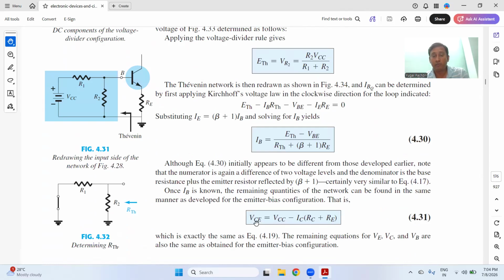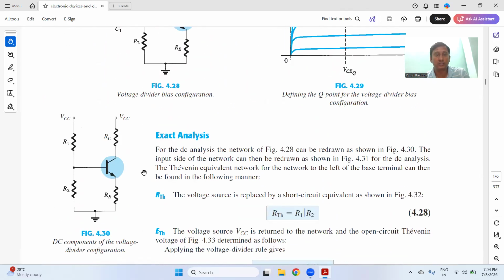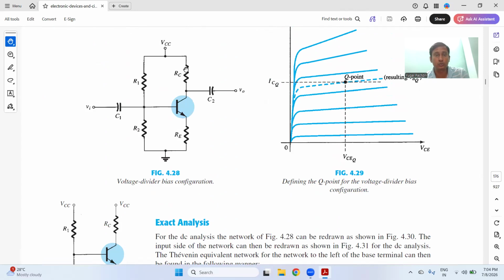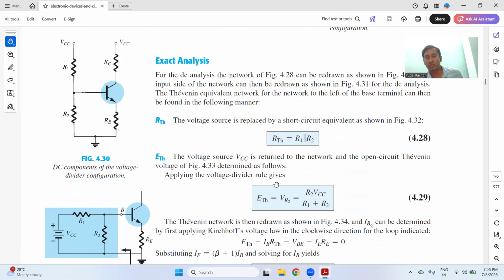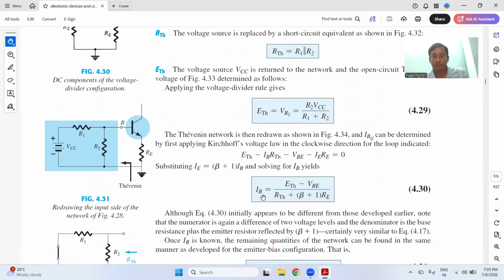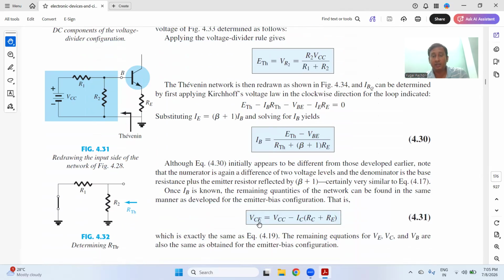VCC is equal to VCE plus ICRC plus ICRE. So here the current will be VCC is equal to ICRC plus VCE plus IERE, and IC is equal to beta times IB, and IE is equal to beta plus 1 times IB. So by this, you can find the equation of the base current and the collector to emitter voltage.